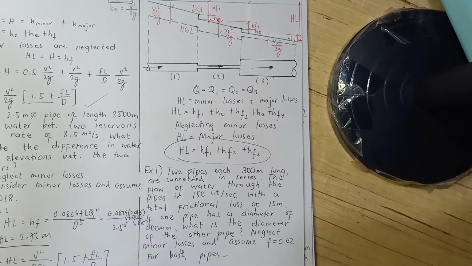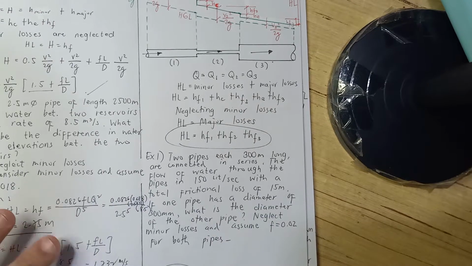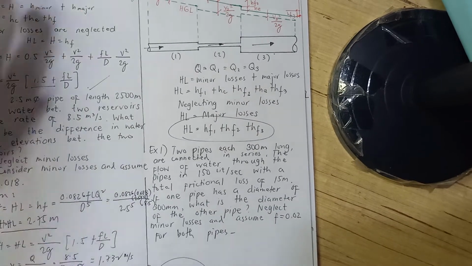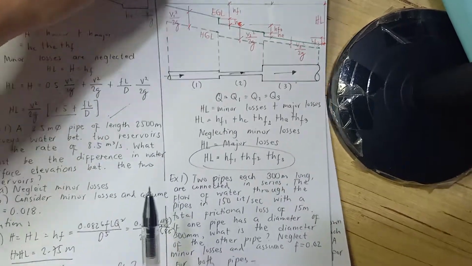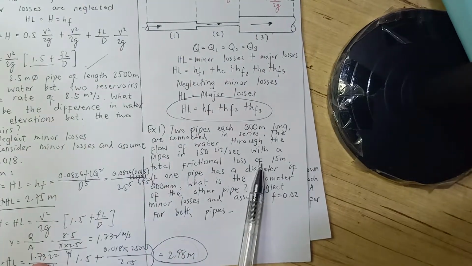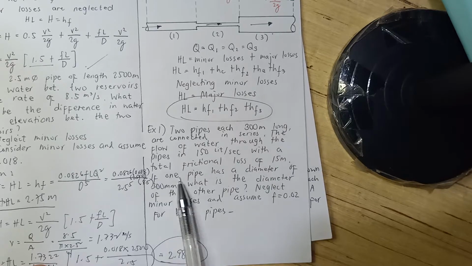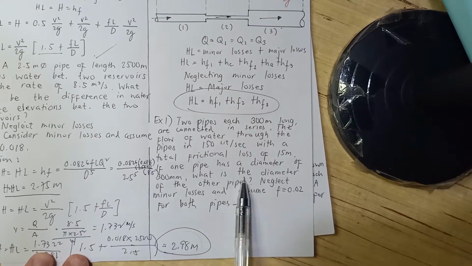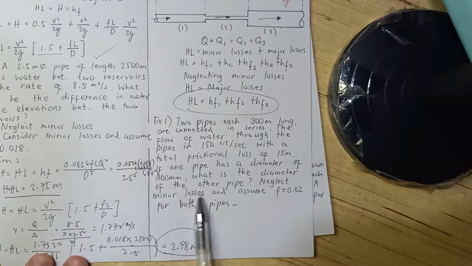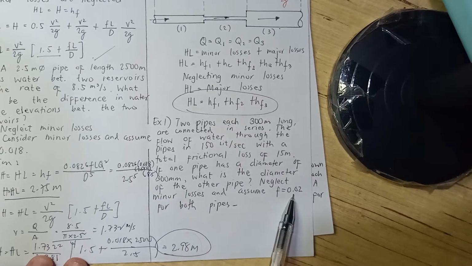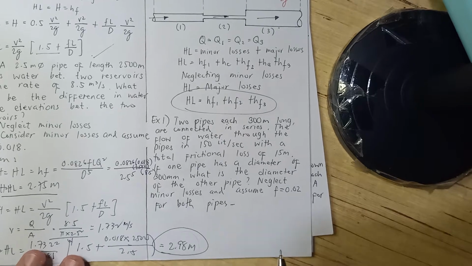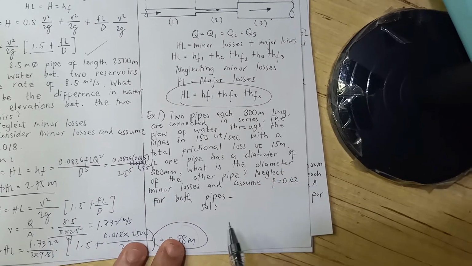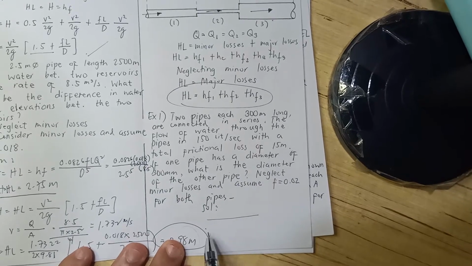So example: two pipes, each 300 meters long, are connected in series. The flow of water through the pipes is 150 liters per second with a total frictional loss of 15 meters. If one pipe has a diameter of 300 millimeters, what is the diameter of the other pipe? Neglect minor losses and assume f equals 0.02 for both pipes. Solution.